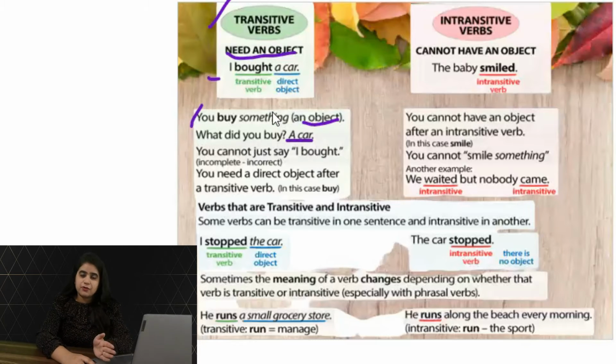So now adding a direct object to this sentence makes the complete sense. So these types of verbs that actually need to have an object are called transitive verbs. You need a direct object after a transitive verb.